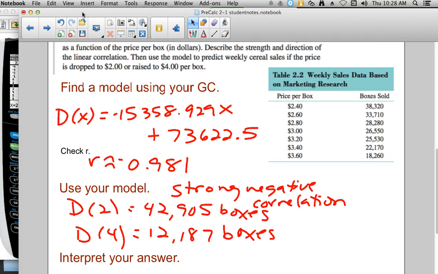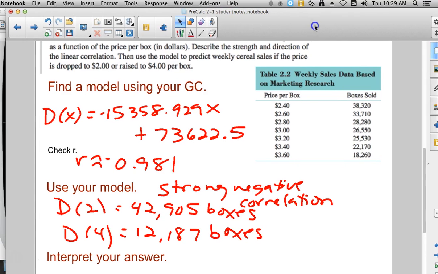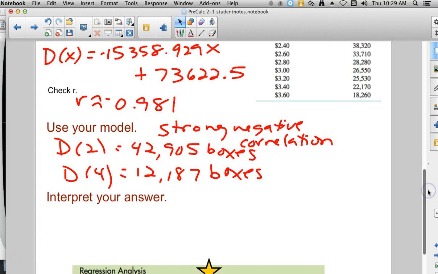So let's be business people here. Does it work out nicely for them if they sell at $2 a box? They're gonna sell a lot of cereal, aren't they? Does it work out okay for them if they're selling at $4? No, they're not gonna sell a lot of boxes of cereal, but the price is higher. So in the end, things are probably gonna even out for them. But that's our interpret your answer.